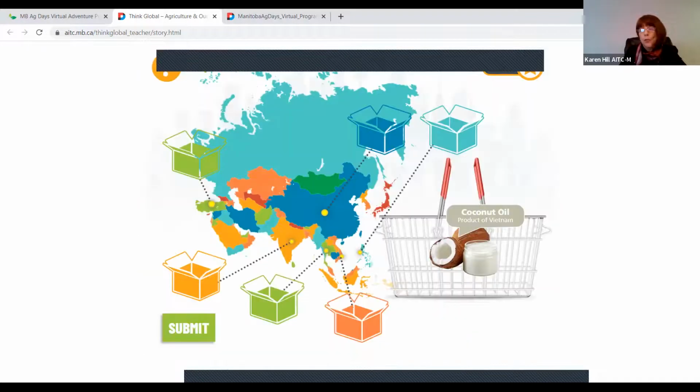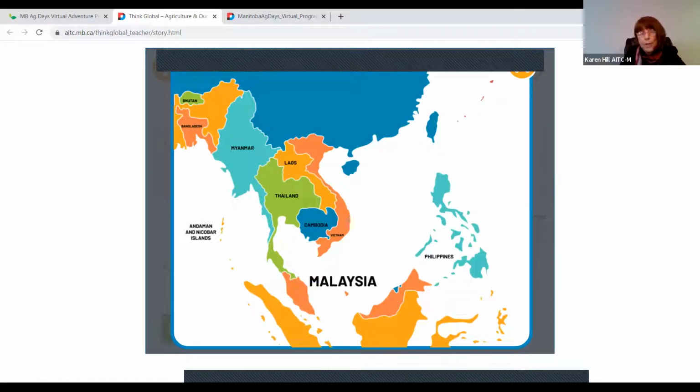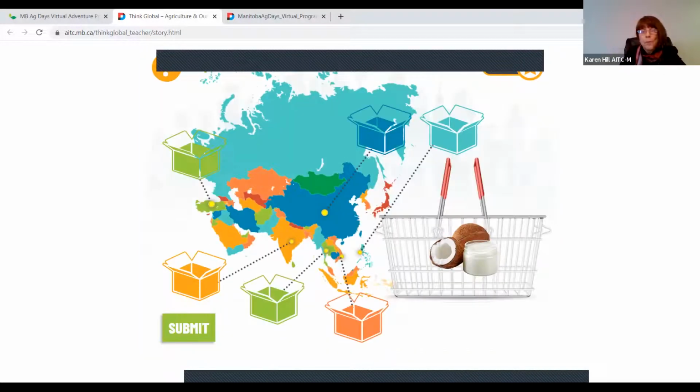So here's the situation. We have coconut oil in our basket. It's a product of Vietnam. We have to decide which of these boxes it came from. And if I don't know where Vietnam is, I can click on the map and click here. I can look around. I'm still not seeing, so I can click here and that will zoom me in. And then I discover that, oh, there's Vietnam. So now I can close this out. And I know that that's Vietnam. That box connects to Vietnam.